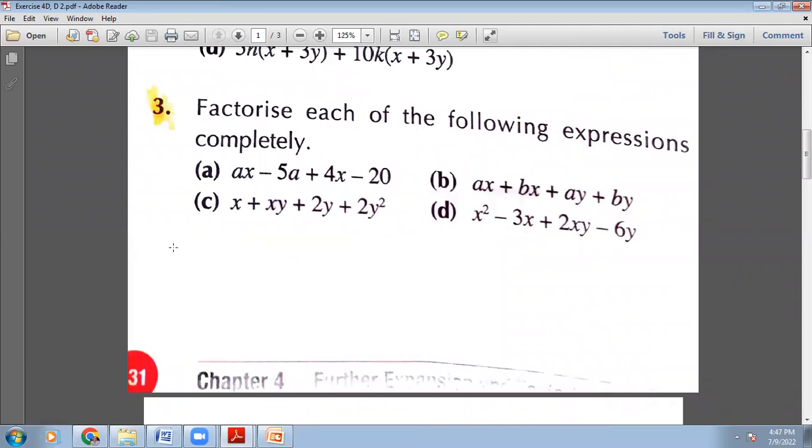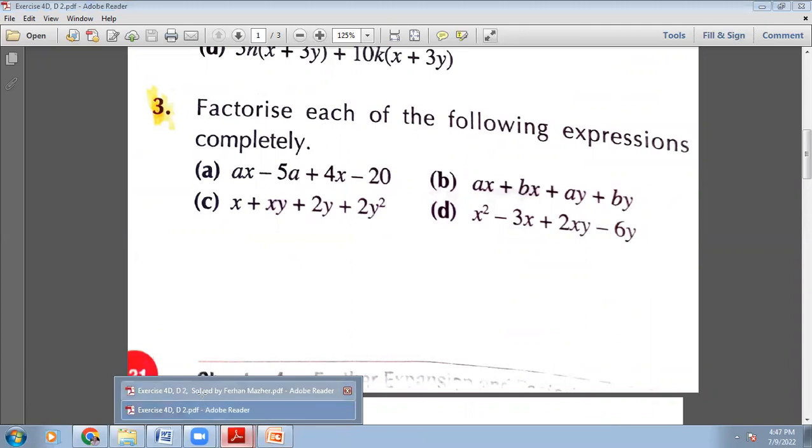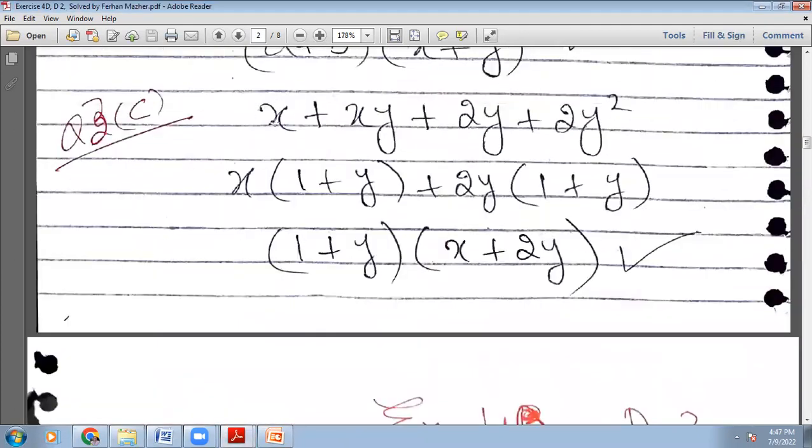It says x plus xy plus 2y square. Okay. So these are 4 terms. From the first 2 terms, you can see x is common. Take x common. So here you are left with 1. X divided by x will be 1. Xy divided by x will be y. From the last 2 terms, 2y is common. So when you divide 2y with the 2y, you are left with 1. 2y squared divided by 2y, it will be plus y.